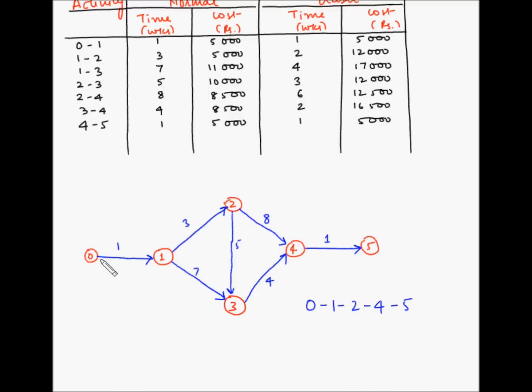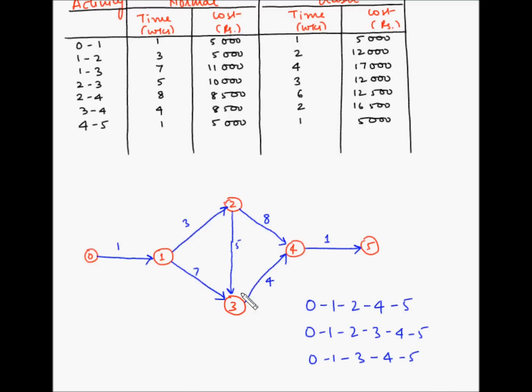The next path would be 0 1 2 3 4 5. So 0 1 2 3 4 5. The next path would be 0 1 3 4 5. So 0 1 3 4 and 5.